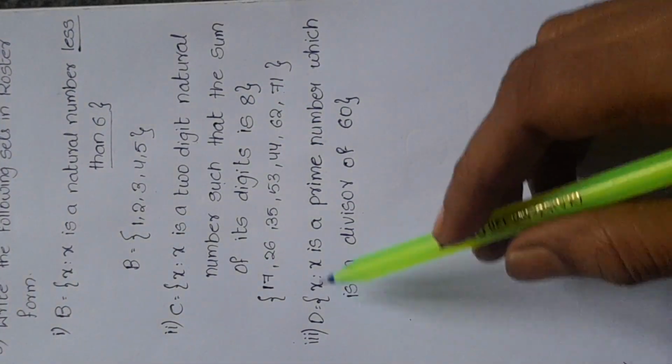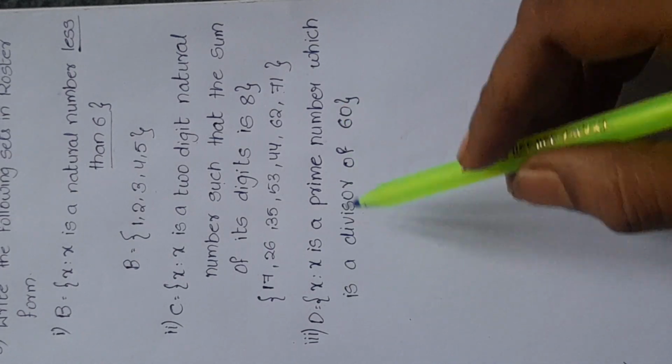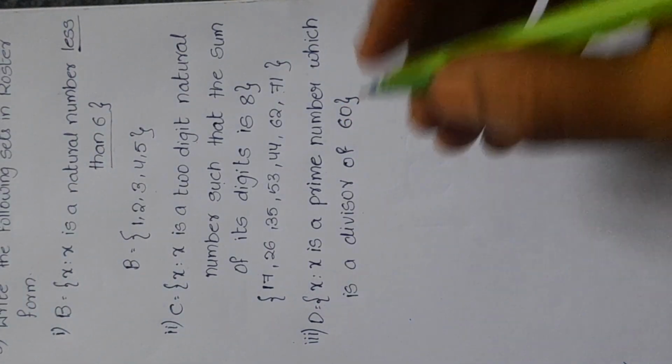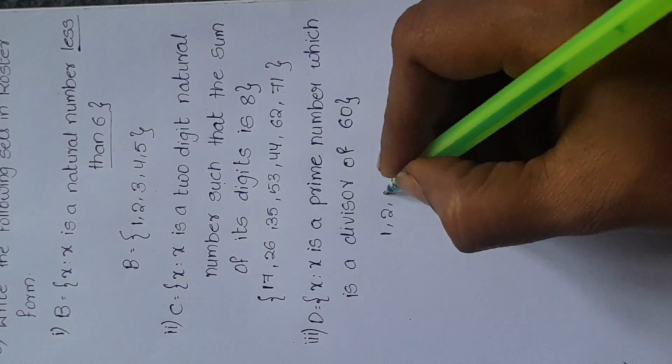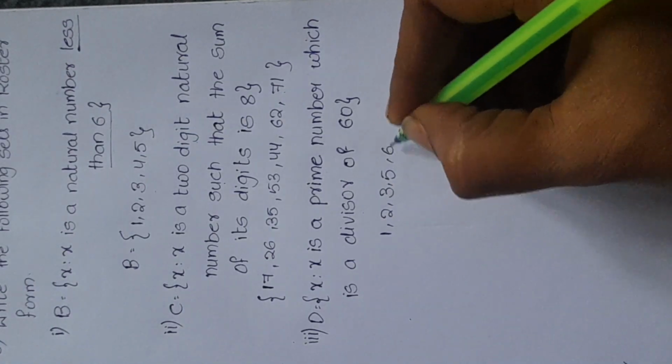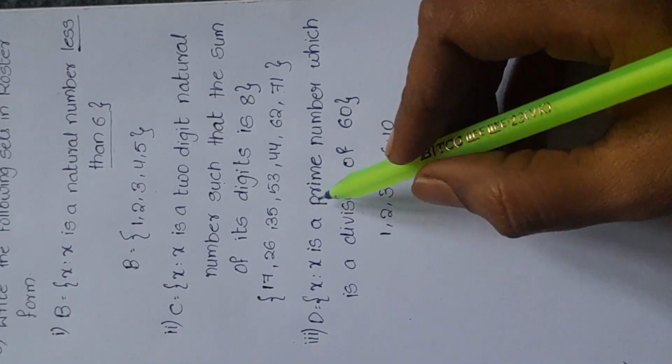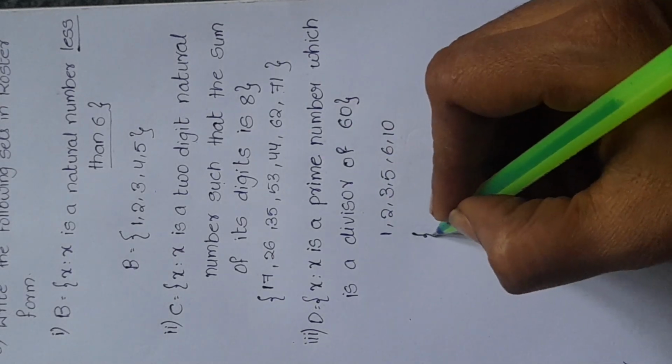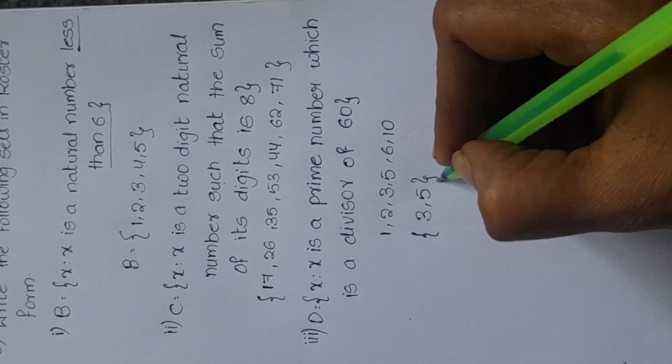Third one is set C, x is a prime number which is a divisor of 60. The divisors of 60 are 1, 2, 3, 5, 6 and 10. In this, we should take only the prime numbers. So, the set becomes {3, 5}.